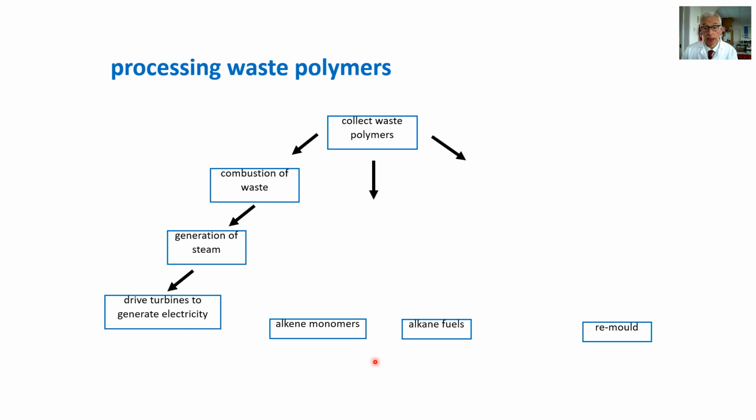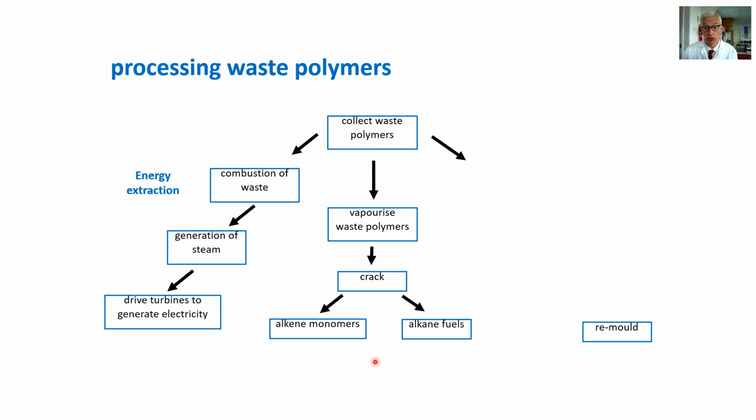Okay, so coming back, the first thing is to vaporize the waste polymers, and then a reaction from pre-A-level chemistry, cracking. The cracking of the vaporized polymer could produce alkene monomers and alkane fuels. That is the only mention of the cracking reaction that is featured at GCSE, and it is mentioned here in the processing of waste polymers to produce alkene monomers and alkane fuels.